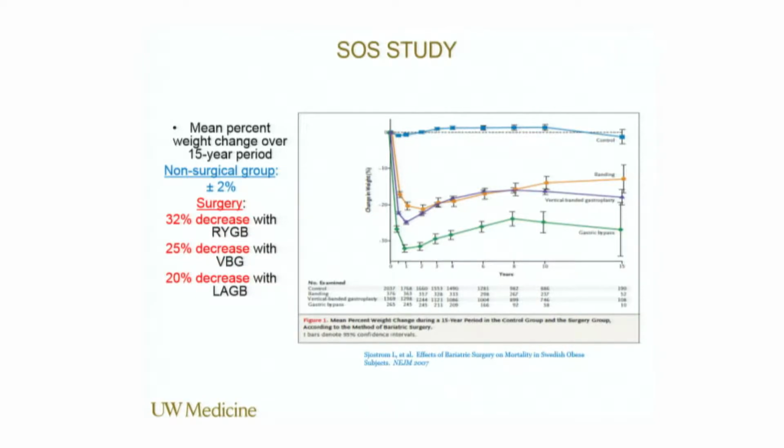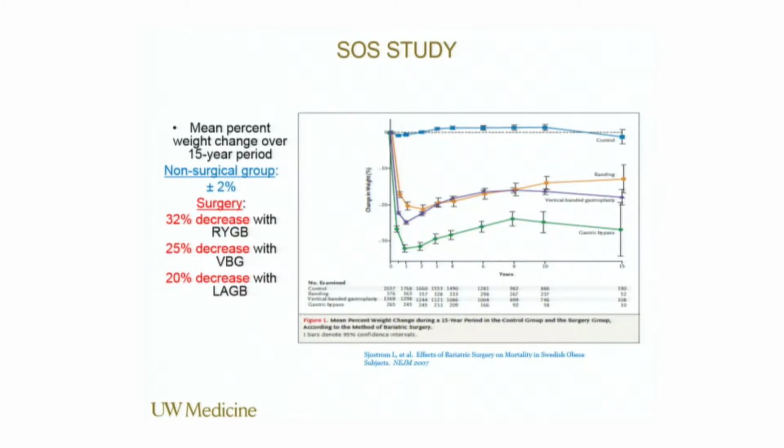This is the Swedish Obese Subjects study, and it's one of the longest running studies in the world looking at different interventions. What they did, they compared about 2,000 people in each group, one group which had intensive medical management to try to lose weight, lifestyle interventions, and the other group which had one of 3 different operations. RYGB is the gastric bypass, VBG is the vertical banded gastroplasty, which is no longer done, and the bottom one, LAGB, is the lap band, so to speak. And they followed these patients for more than 20 years.